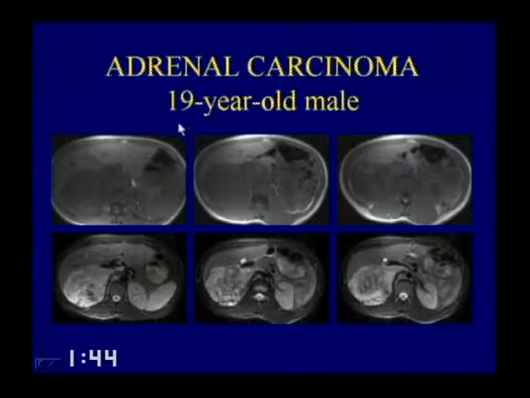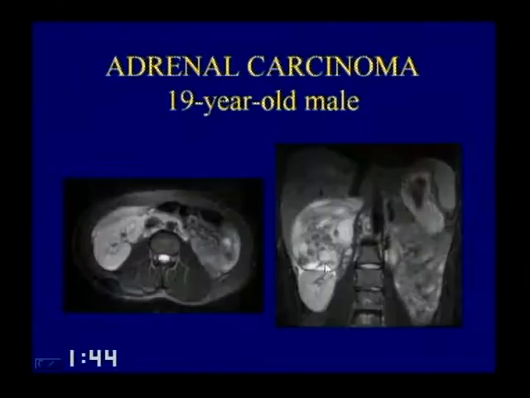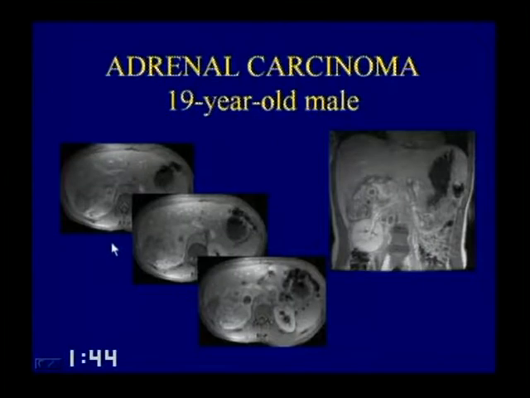The top row is the T1 scans. Note a few foci of hemorrhage there. And here are the T2 scans, very heterogeneous, large mass. Here's a coronal showing it's clearly separate from the kidney. The kidney was displaced caudally and malrotated by this mass. And here you can see on the post-infusion sequences the very heterogeneous enhancement of the mass.